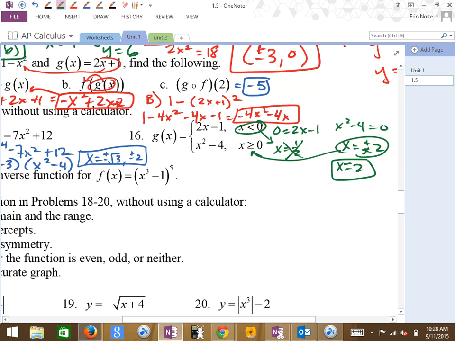You don't know how to do it? Who remembers? Switch the x and the y. Yeah, you just switch the x and the y, then solve for y.